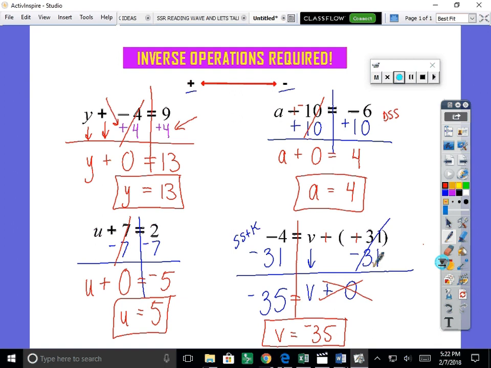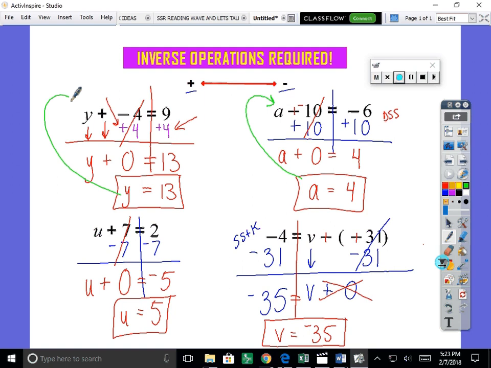There is a way of checking to see if your answers are solid and good. Of course, if you're doing the riddle, you'll just see if it works out in the riddle. But if you're not, you could actually use some substitution. For the second problem here, I could take out the a and put in a 4. And I could say to myself, what is 4 plus a negative 10? Oh yeah, it's negative 6. It checks out. For the first problem, I could do the same thing.